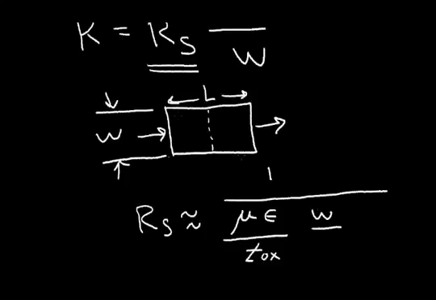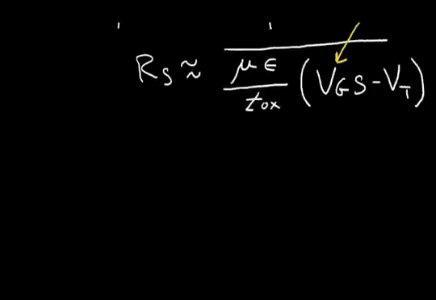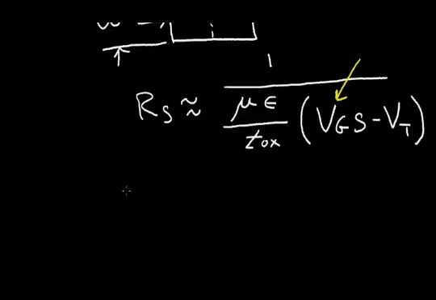Whoops, let me undo that. That's not quite correct. That gets multiplied times the voltage gate to source minus the threshold voltage, V sub T. Now notice that as the V gate source term increases, the denominator becomes larger and the sheet resistance becomes smaller. So let's relate what this equation is saying to the behavior of the transistor.